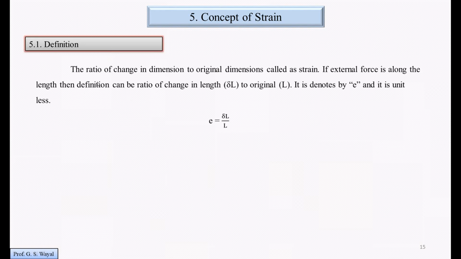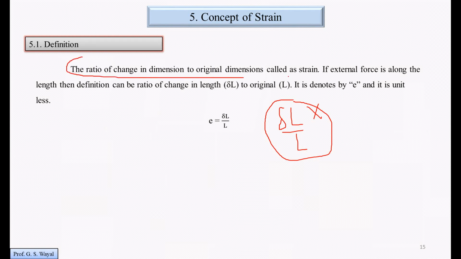And the last topic for today's video is the concept of strain. First of all, we will see the definition of strain: the ratio of change in dimensions to the original dimension is called strain. Now see friends, maximum students, or near about 80 to 90% of people, are saying that strain is change in length by original length. But as per my point of view this definition is wrong. The actual definition of strain is the change in dimensions to the original dimensions. This is the proper definition of strain.